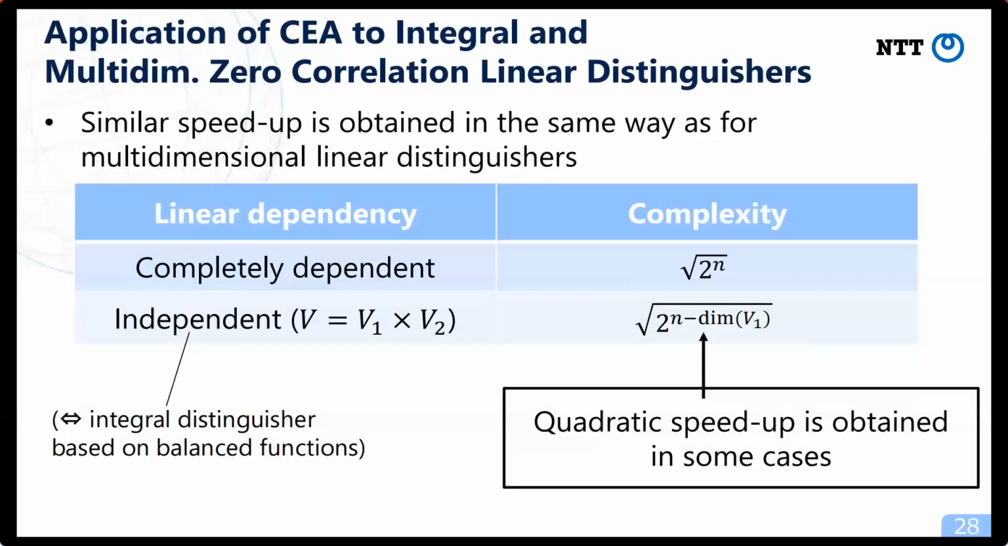And similarly, we also obtain a speedup for zero correlation linear distinguishers. For completely linearly dependent linear masks, we obtain this complexity. And if linear masks are independent, then we obtain this complexity. And again, for the independent case, we obtain some quadratic speedup for some cases. And since the independent case corresponds to integral distinguishers based on balanced functions, we also achieve a similar speedup for such distinguishers. And so we achieve quantum speedups for various distinguishers like this.